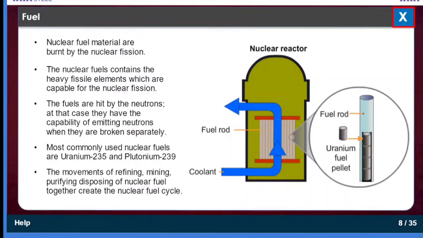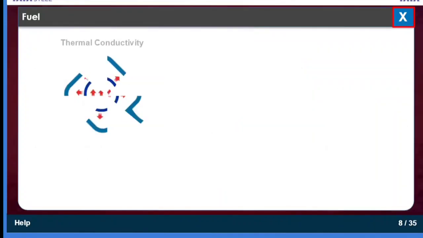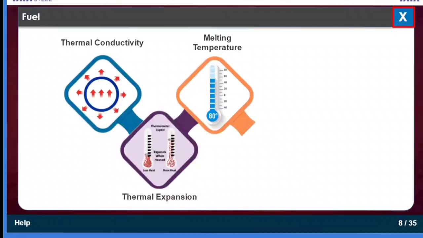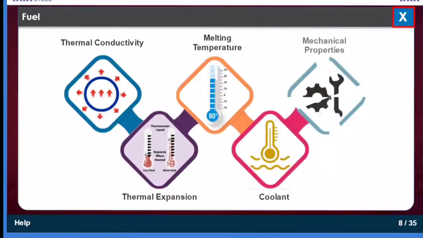Important properties of fuel materials: thermal conductivity, thermal expansion, melting temperature or solidus temperature, compatibility with clad and coolant, and mechanical properties such as hardness, creep, etc.